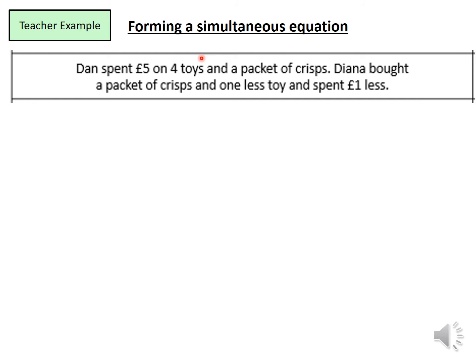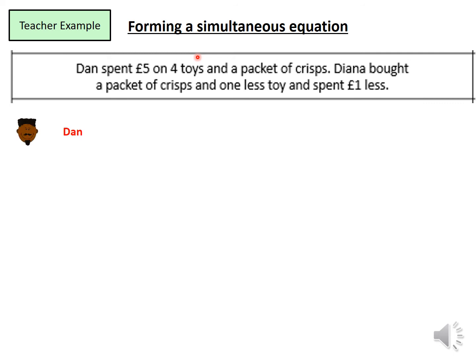Again, I need to identify what my variables are. Okay, my variables are toys and crisps. I know how much they spent in total. I know how much of each they bought, but I don't know the cost of one toy and one crisp packet. That's what I'm trying to work out. Okay, I then need to start to form my equation. So I'm going to take out the information for each person.